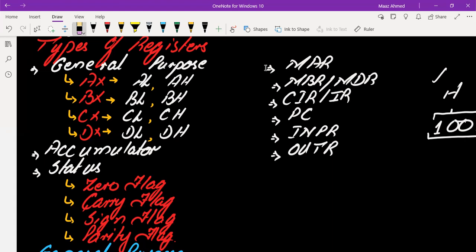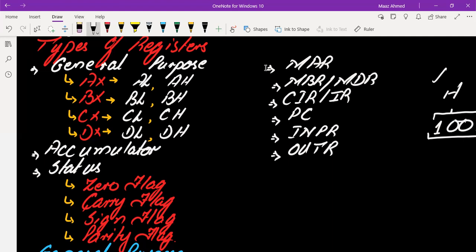Program counter. Program counter contains the address of the very next data that needs to be fetched. For example, right now I'm dealing with the O levels, so the address of these O levels will be in MAR. But after this, I need to teach, for example, AS level. So this address will be present in the program counter, the address of the very next instruction that needs to be fetched.